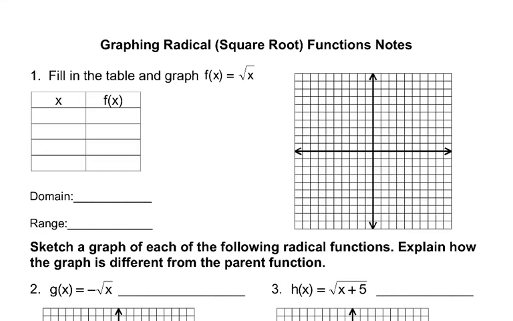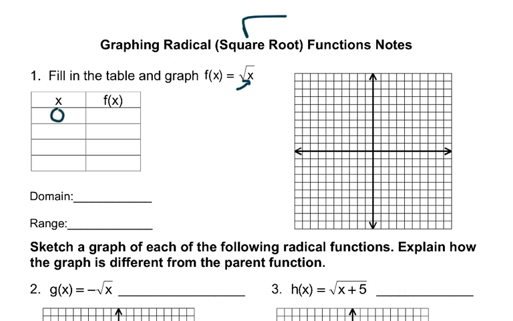All right, so today we're going to go over graphing radical functions, specifically the square root function. So first thing we're going to do is pick values of x to plug in. Now when I pick my values of x, I'm going to pick values of x that make sense. So for example, I'm not going to pick any negative numbers because I can't take the square root of a negative number. So the first value I'm going to pick is 0.